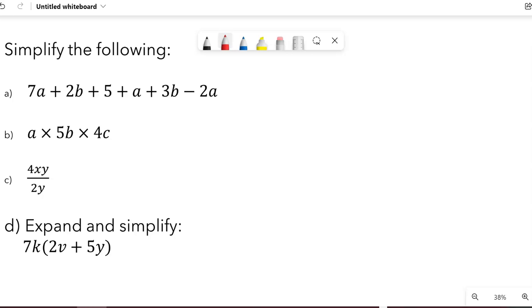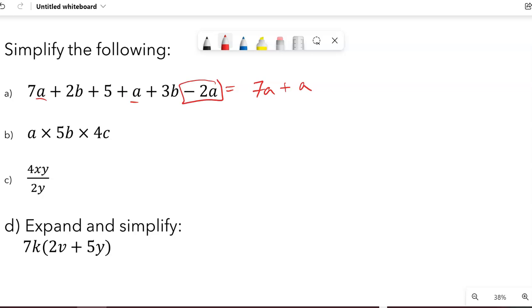Okay, starting with A, 7A equals 2B plus 5A plus so and so and so forth. So what we need to do is first combine like terms. So we have 7A plus, do we have any other A's? We've got that A, so that's just, remember, that's 1A. And then we've got this.